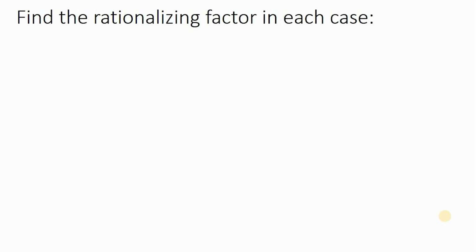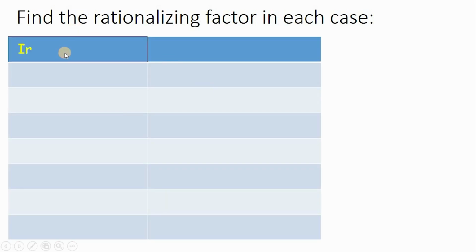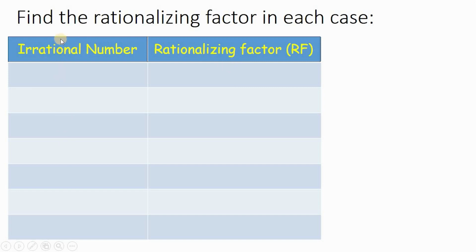Till now we have defined the rationalization of the denominator, and we have also discussed why we need to rationalize the denominator, and we have come across a new term that is called the rationalizing factor or conjugate. These 3 points are very important to be noted. And now in this worksheet, we'll find the rationalizing factor in each case. We'll take a column. In the first column, I'll write the irrational numbers, and in the second column, we have to find the rationalizing factor of the given irrational number.